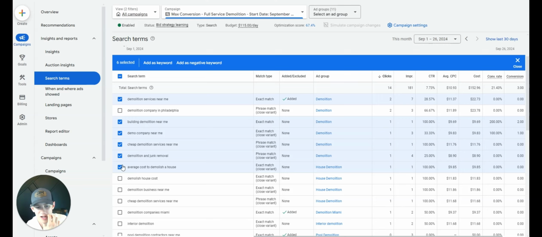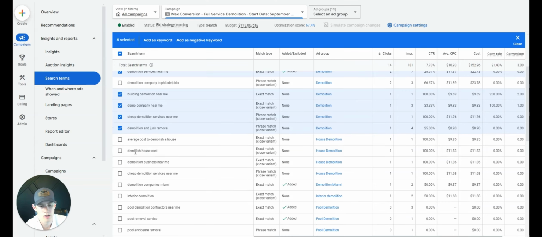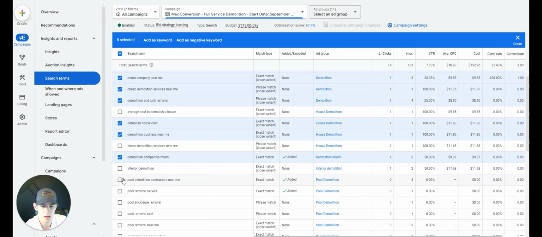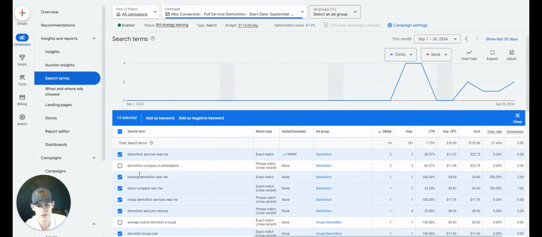Average cost to demolish a house. That one's questionable. I might actually remove that because it's more of a research keyword. Demolish house cost, okay. Demolition business near me, great. Demolition companies, Miami. Pool demolition, all these, very, very good.